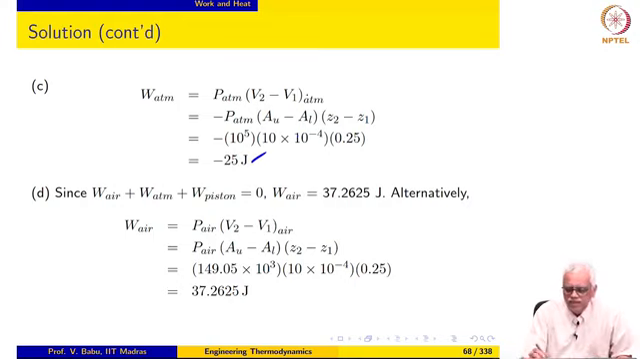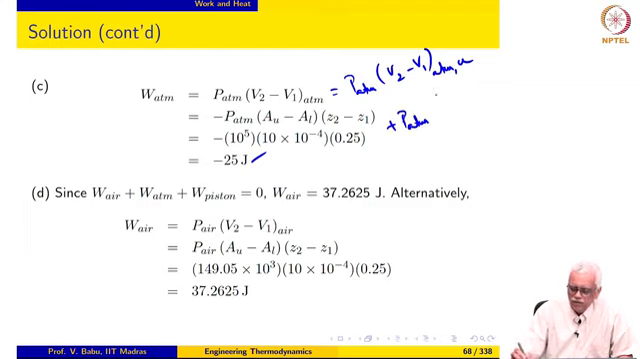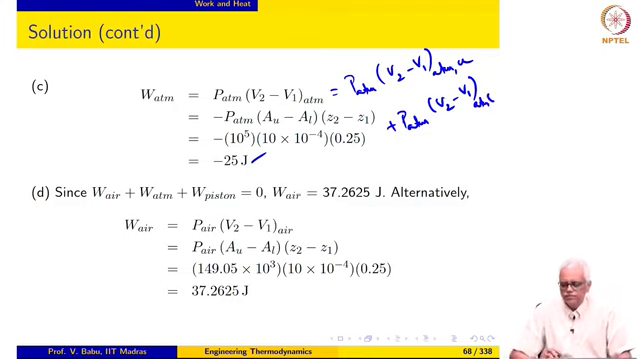So, basically, integral P dV for the atmosphere is split into two parts: P atmosphere times V2 minus V1 for the atmosphere upper, plus P atmosphere times V2 minus V1 for the atmosphere lower. And that is what we have done here. We can see clearly that the volume increases on the lower side and decreases on the upper side. We take that into account, and this is what we get finally.